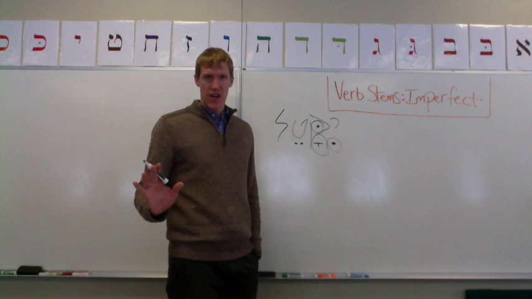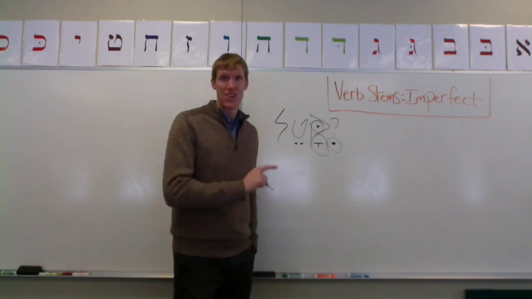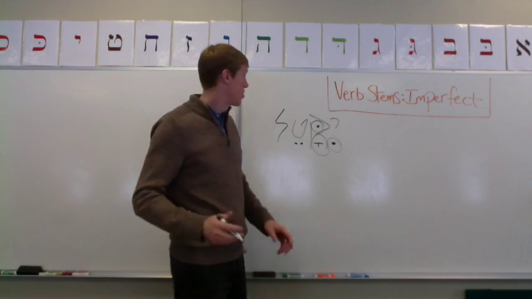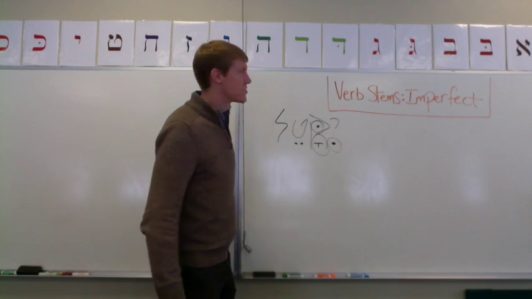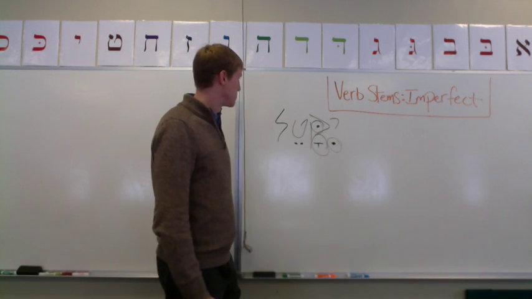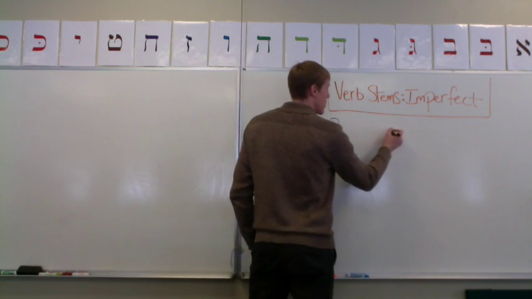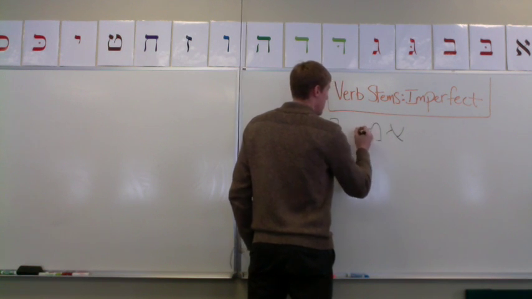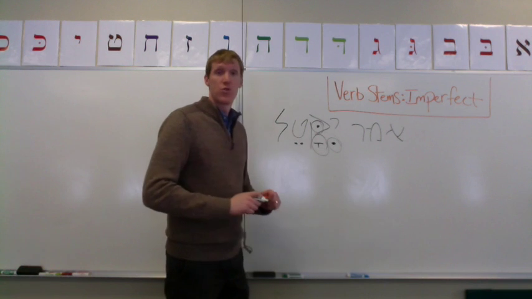One thing I'll point out at this point is if the first root letter is a guttural, it will, you'll recall, reject the dagesh forte. Okay? So, let's see, what would a good example of that be? Let's say the word is amar. Amar, which is the word to say.